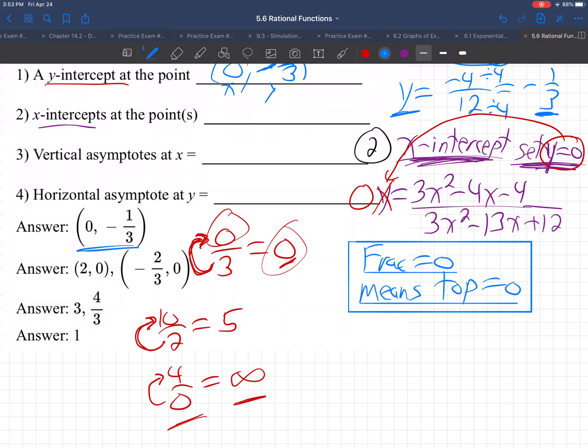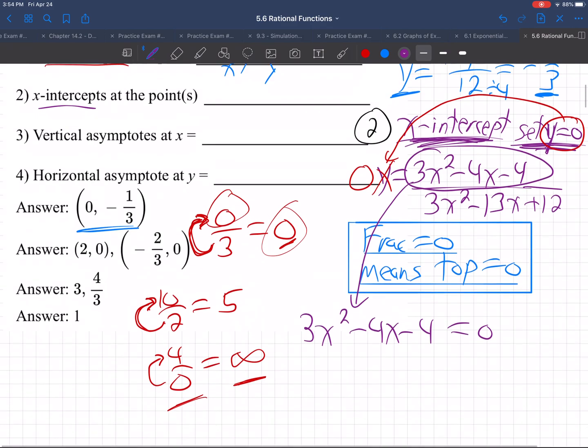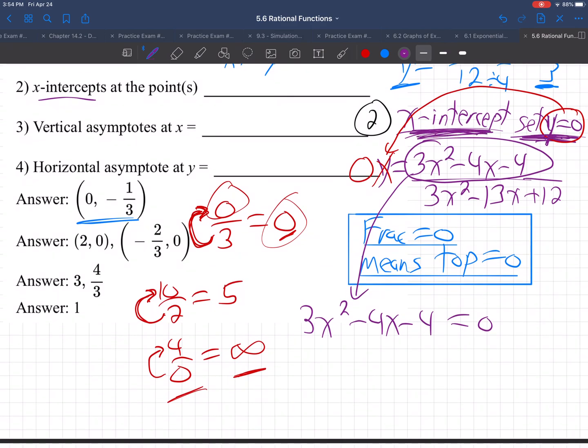So I'm just going to take that top, right up here, bring it down. So I'm going to say the top must equal 0. Really important that you know that. For a fraction to equal 0, the top must equal 0. How did we get here? We're trying to find x-intercepts, which meant we had to plug in y = 0. We plugged in 0 for y, and that meant the fraction equals 0, which means the top is 0.